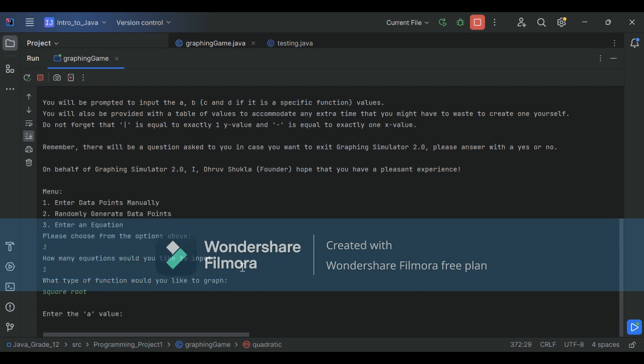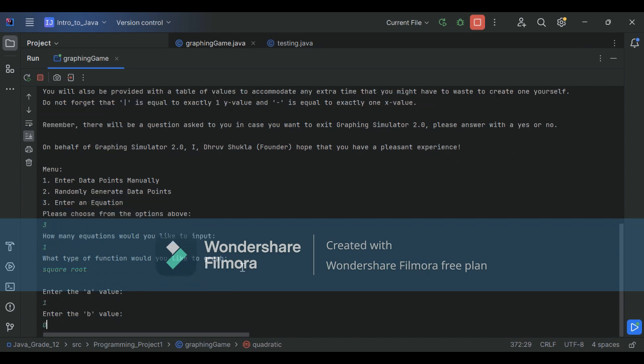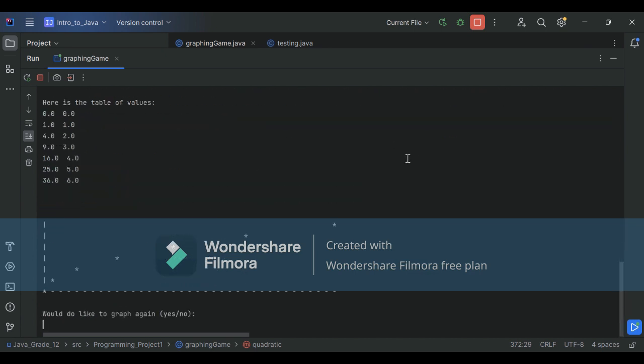So here we have the a value. So since a square root function is y equals square root of ax plus b, we will input the parent, which is just y equals square root of x. So that's just 1 and 0. And now, without any further ado, we have the graph created.